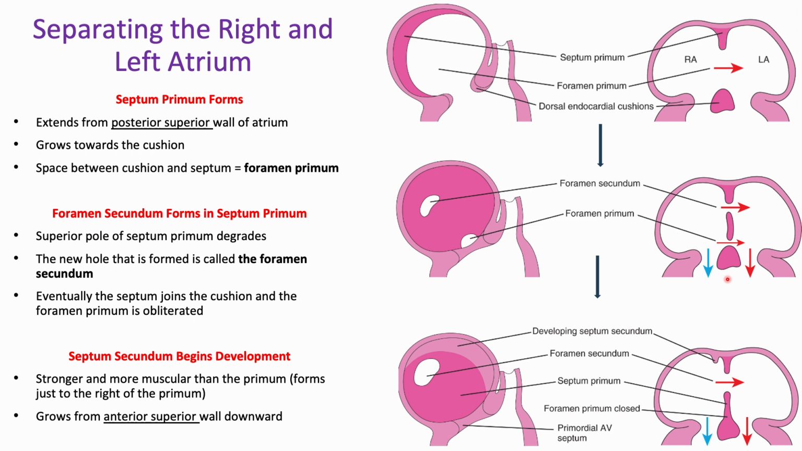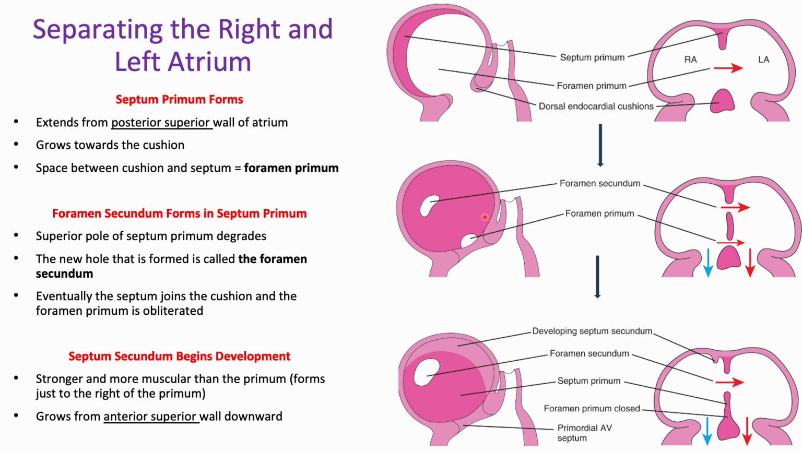We can see the same thing on the transverse view. Initially you have the septum primum forming, it's going to be coming down, and it should close off and fuse with the endocardial cushions. Now, over time, while the septum primum is coming down, a region that's more superior is going to start to degrade. Okay, so this region of the septum primum is going to degrade, and that's going to form a second foramen. This foramen, because it's the second foramen that's forming in the septum primum, is called the foramen secundum. Okay, so the foramen secundum is starting to arise.